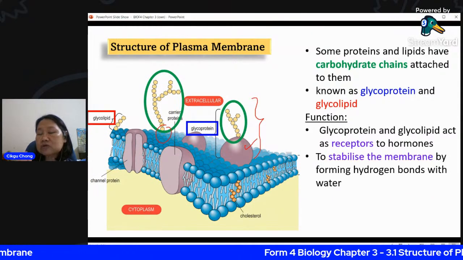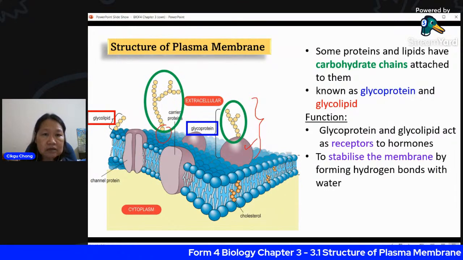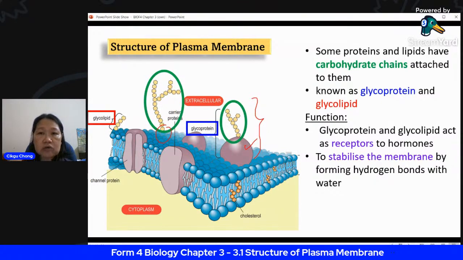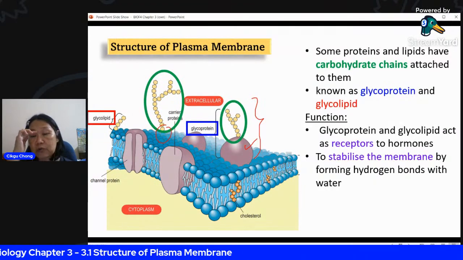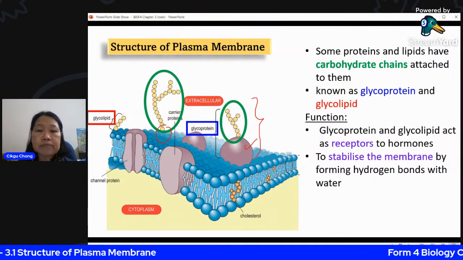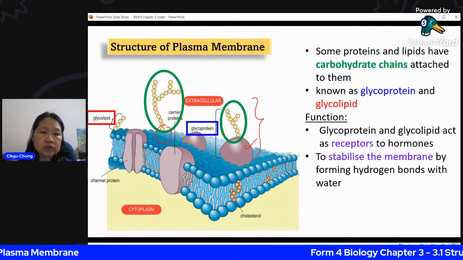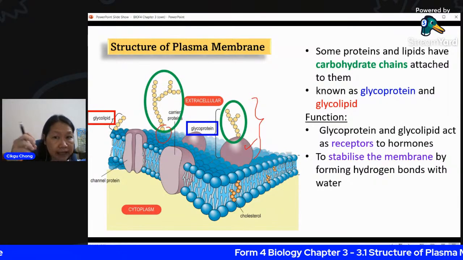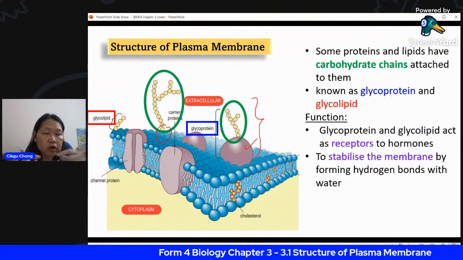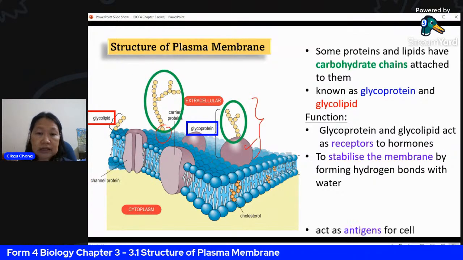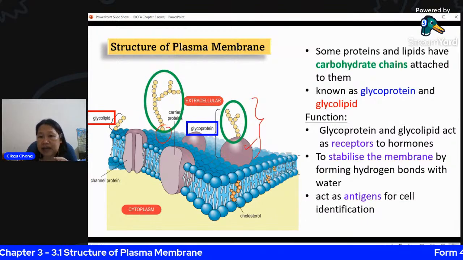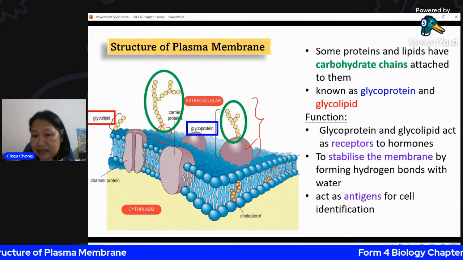Okay, then also to stabilize the membrane. Okay, by having these glycoprotein and glycolipid, these chains, they will stabilize the membrane by forming hydrogen bonds with the water. So water will be there, right, and it forms hydrogen bonds with the molecules of water to stabilize the membrane. All right, another one is to act as antigens for cell identification.